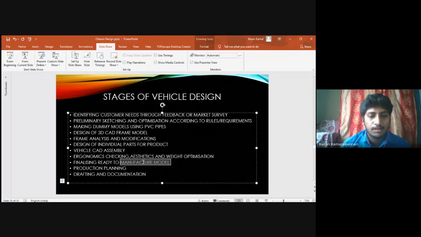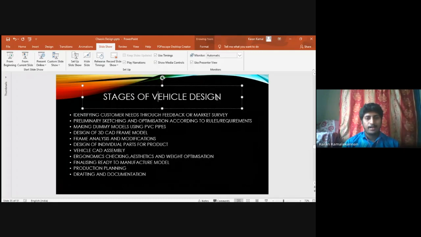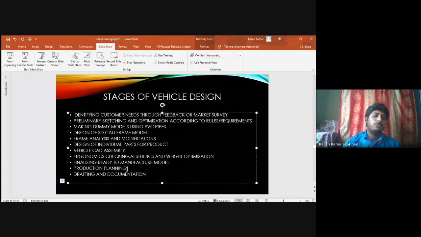Next, after solving all these criteria, we will finally go for a manufacturing model. We must get the model ready for manufacturing. And next, we will be facing production planning. As I said, it is a concurrent process, where both design and production should go on simultaneously to achieve the lead time, the deadline, quickly. You should match the deadline, so production planning should also go on simultaneously.